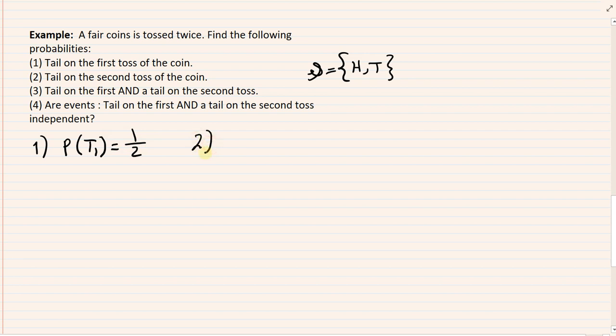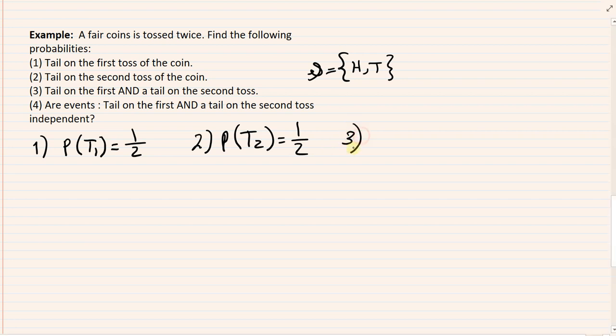In number 2, tail on the second. Well, because these are independent, right? Tail on the second is still going to be 50-50. Now, what is the probability of tail on the first and tail on the second?